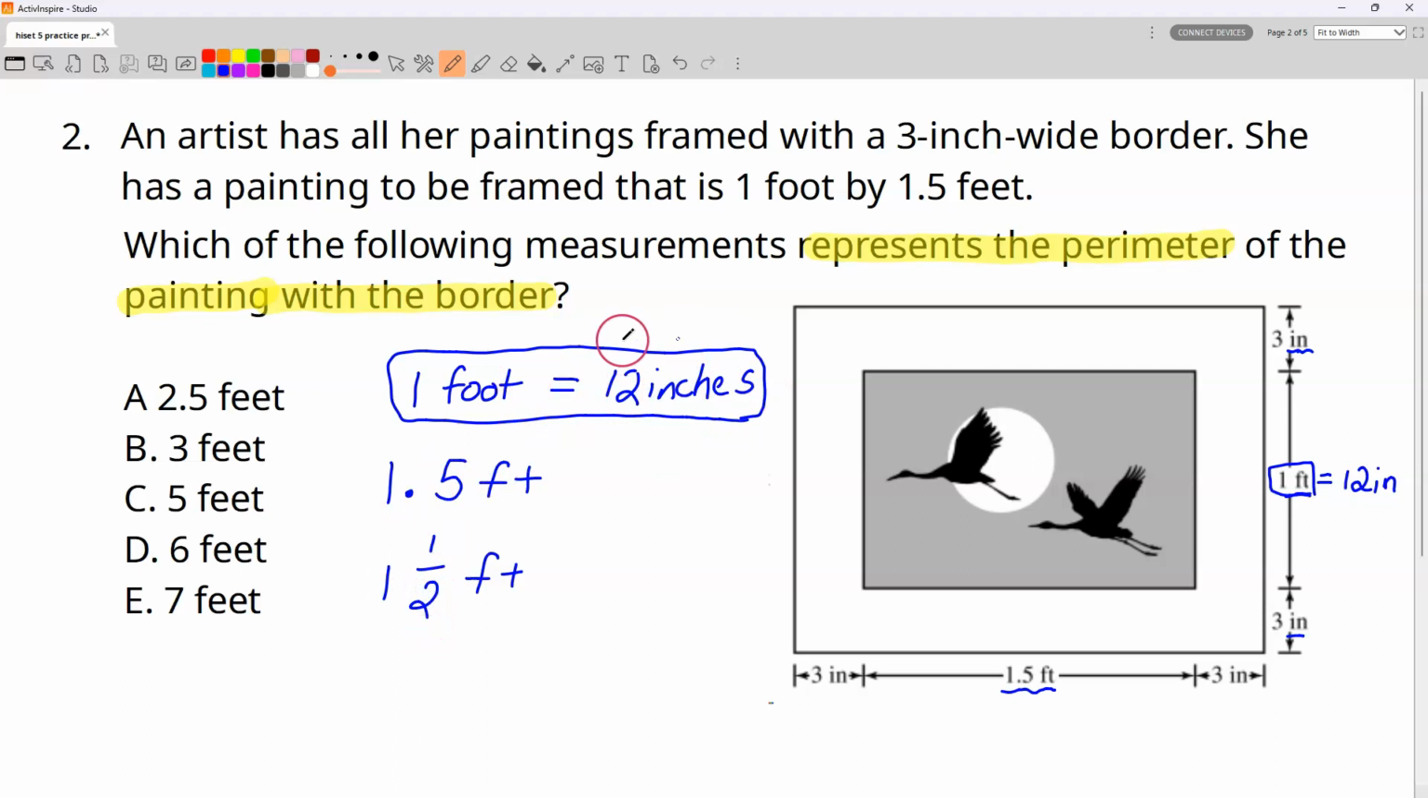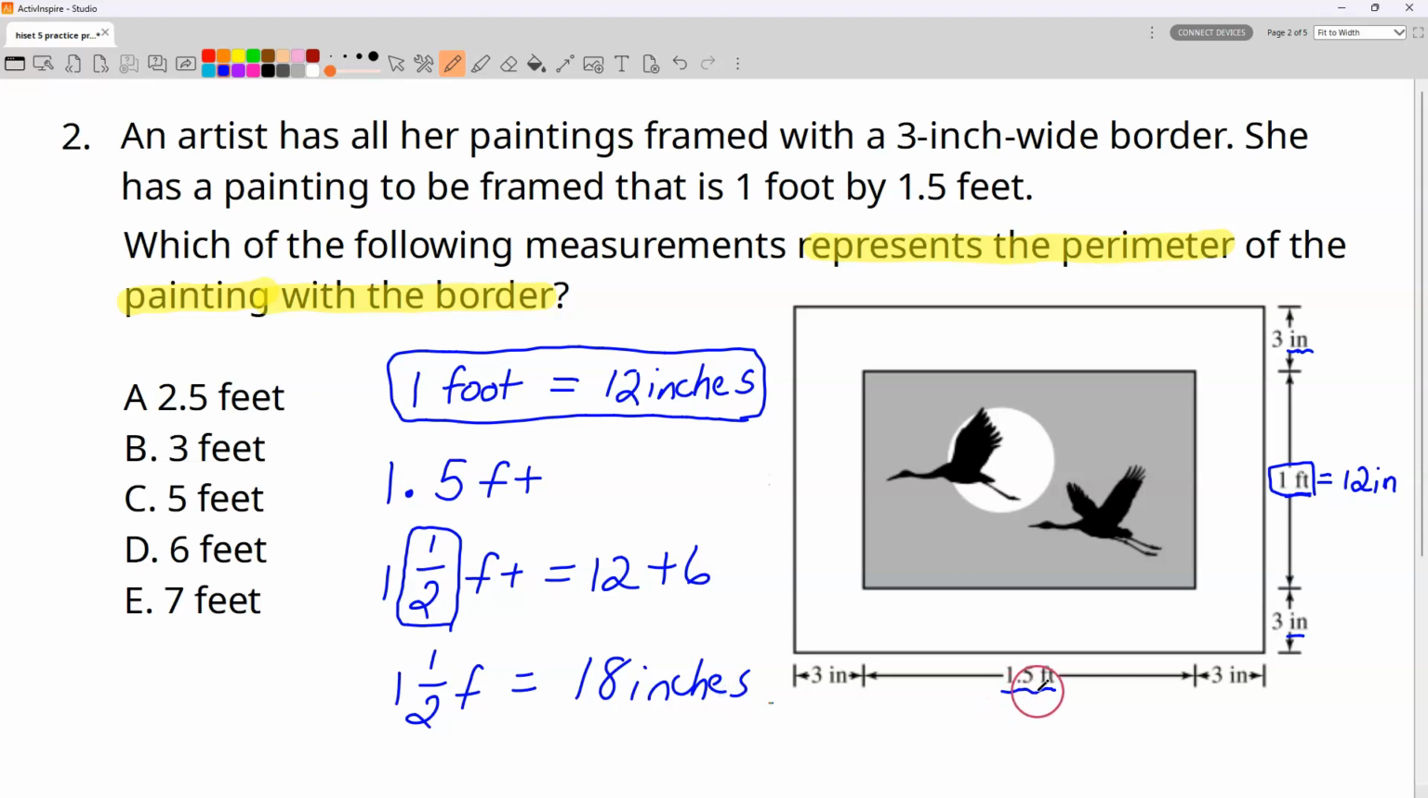Well, we know 1 foot is 12 inches from right here. What would a half a foot be? Well, if a complete foot is 12 inches, a half a foot would be half of 12. And half of 12, you just cut it in half, would be 6. So 1.5 feet is the same as 1 1/2 feet, which would equal 18 inches. Hopefully that made sense. These are confusing concepts. So this piece here is 18 inches.